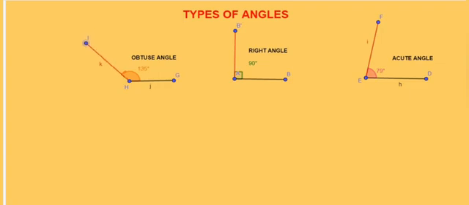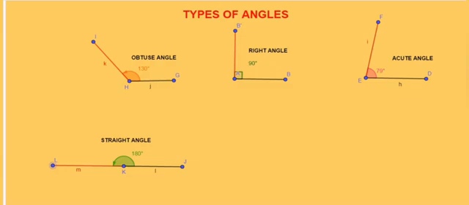Now further, I am drawing another angle. This is 90 degree and this is 90 to 180. Now let us take the measurement. It is 180. Now look at here. This is a straight line, so we can call this angle a straight angle.